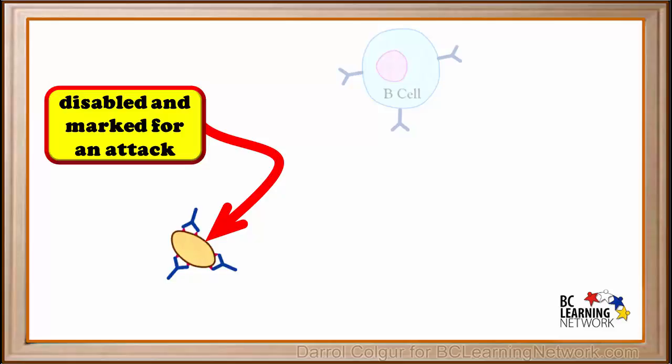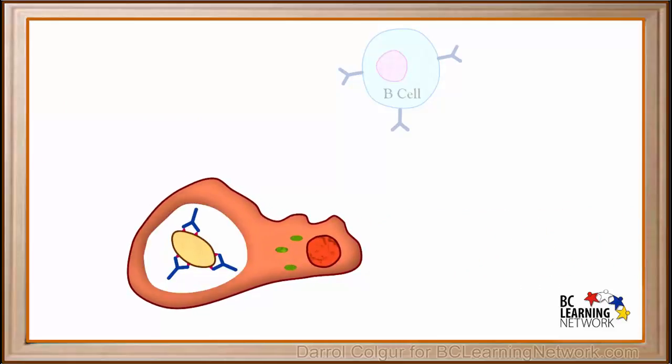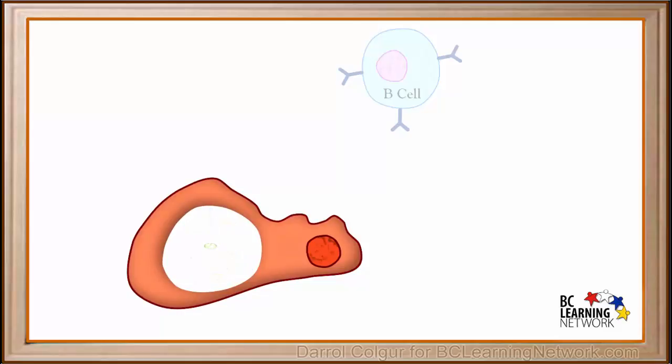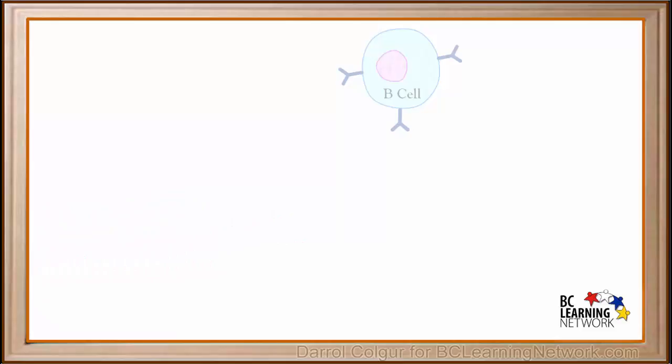They also identify it as something that can be attacked by other white blood cells. Here is a macrophage that comes along and destroys this structure. Antibodies can also do other things with antigens.